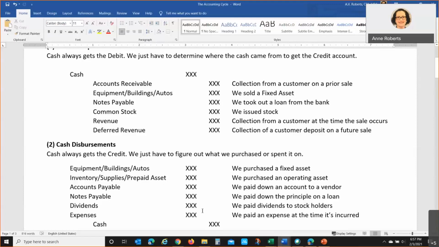Or maybe we paid out dividends to stockholders. Or let's say we're a construction company and one of our guys went to the gas station and filled up their truck with gas, right? At the same time that we actually pay for that cash, we're using the gas immediately. So we record the expense immediately.